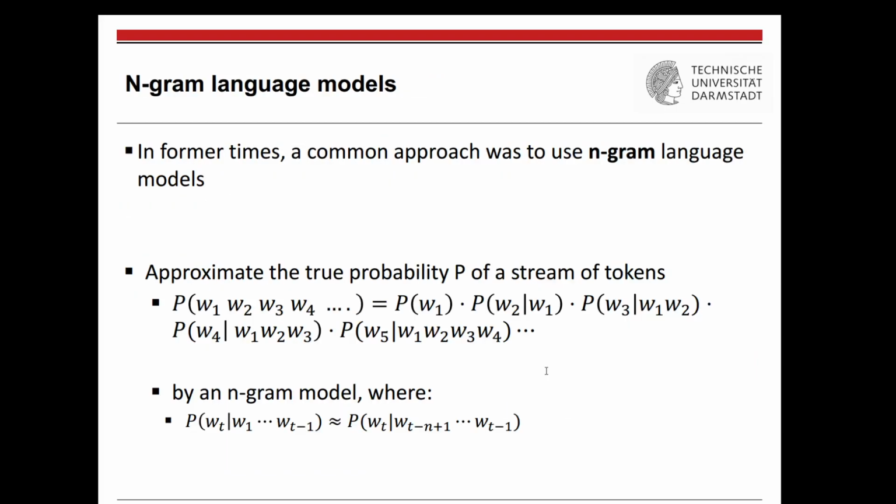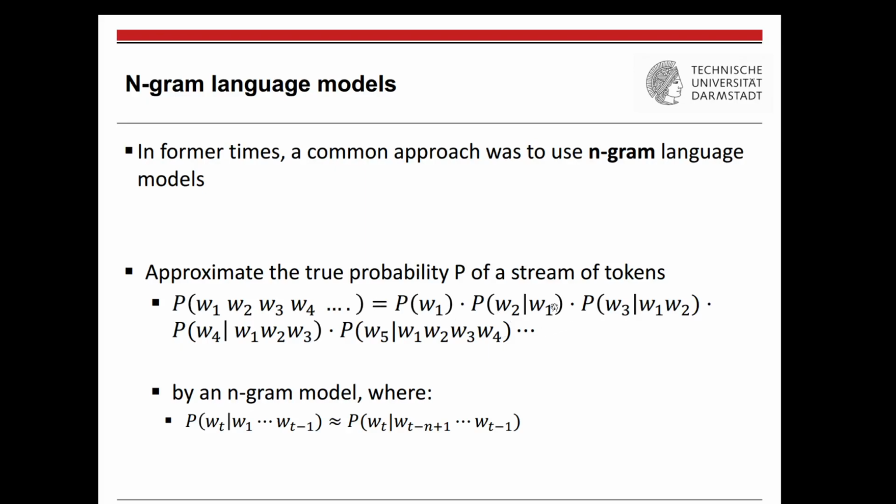So now let's look into n-gram language models. In former times, before neural networks became the standard, a common approach to language modeling was to use so-called n-gram language models. What they do is they approximate the true probability P of a stream of tokens. So we have the true joint probability of a stream of tokens W1, W2, W3, W4. We can express this true joint probability as a product of conditional probabilities. And this product is given by this formula here.